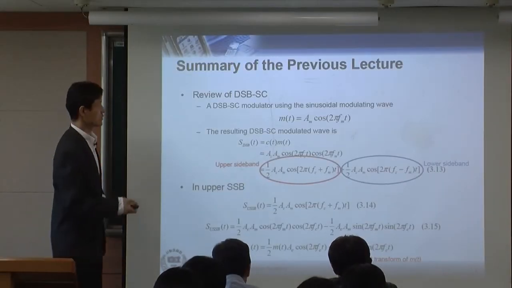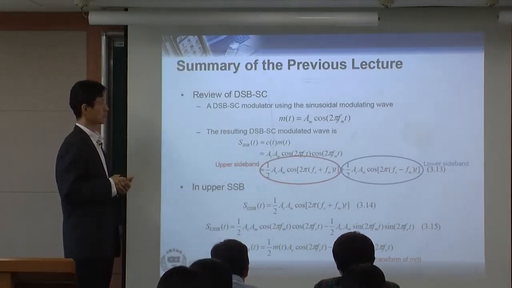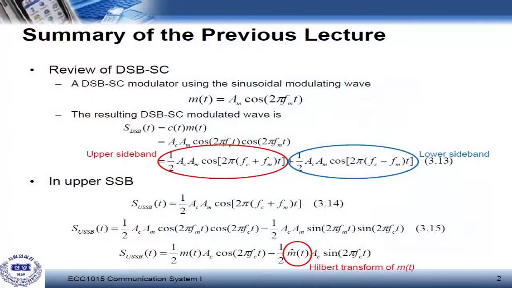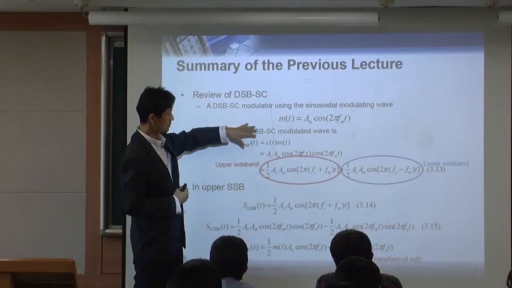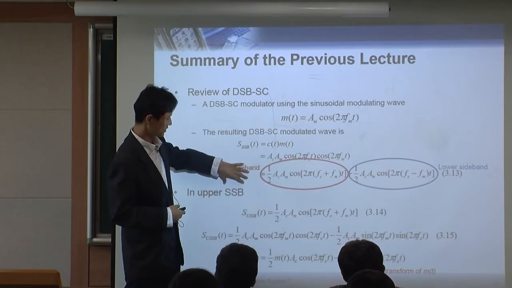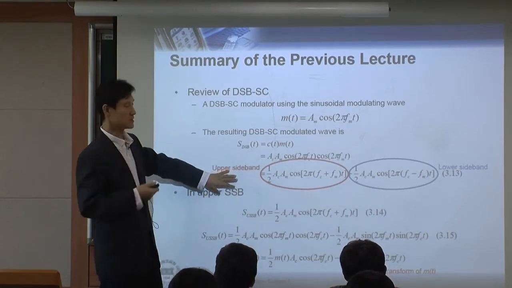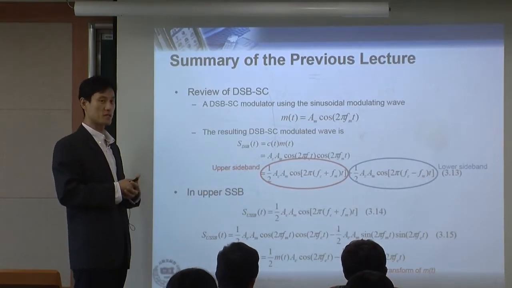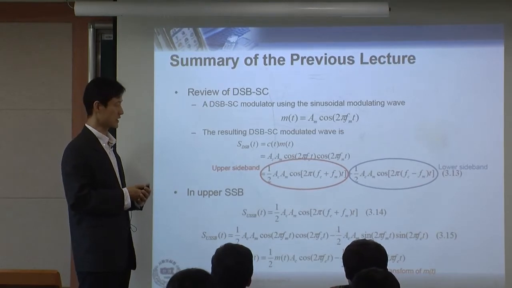Okay, let's first review what we learned last week. Last week we completed a discussion of amplitude modulation, right? So we discussed double sideband probably 2 weeks ago. And based on double sideband, based on mathematics, we eventually come to the single sideband. And in single sideband, there is an upper single sideband, and also a lower single sideband, right?